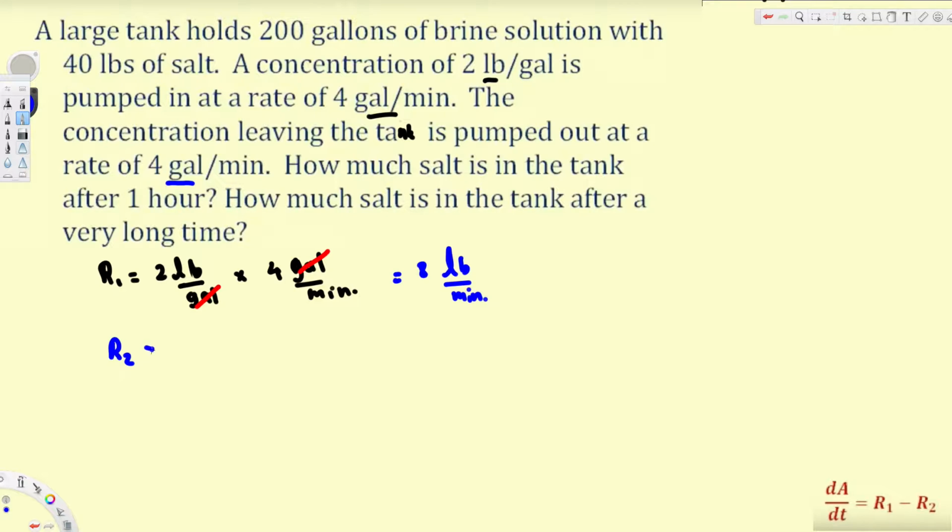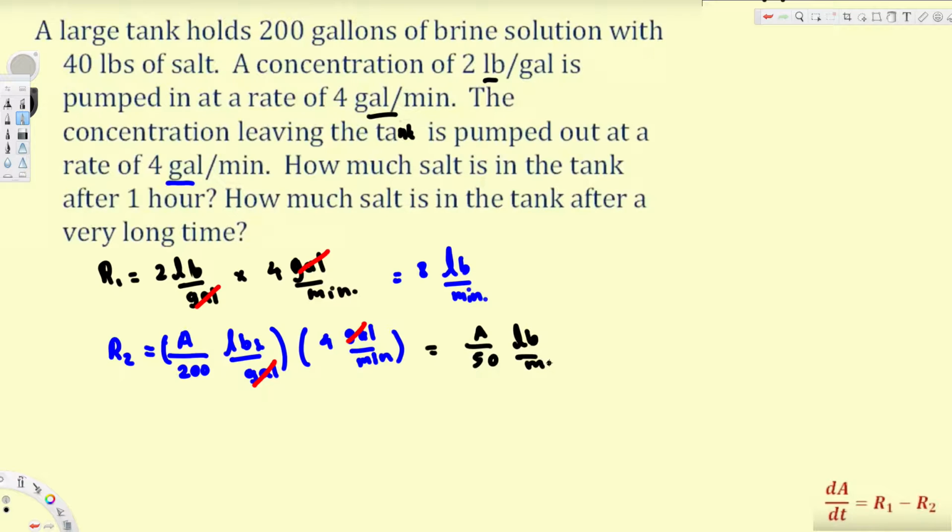So what we are going to do is pick a general term, for example A, which is unknown, divide it by 200 gallons, and then multiply by the exiting rate, that is 4 gallons per minute. So this is A over 200 pounds per gallon multiplied by 4 gallons per minute. Again, gallons and gallons cancel each other, and finally we end up with 4A divided by 200. 200 divided by 4 is 50. So this is A over 50 pounds per minute. This is our R2 value.